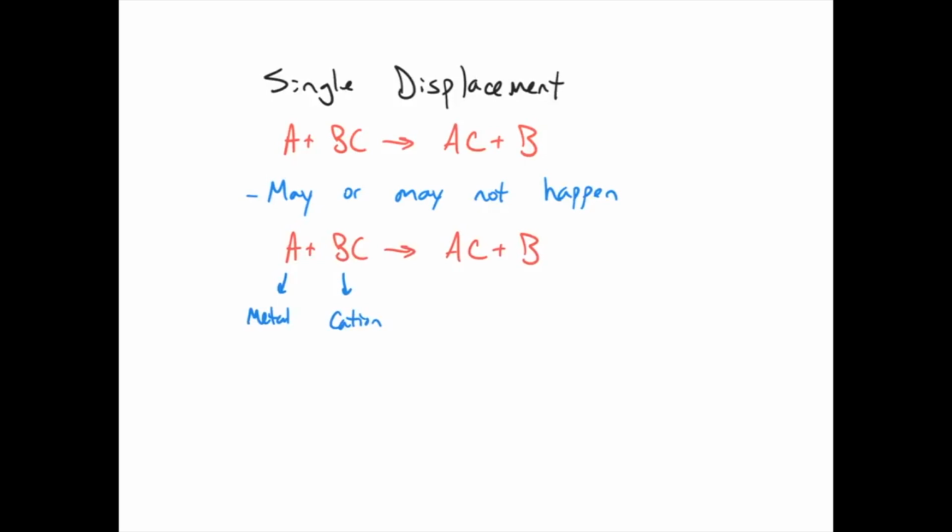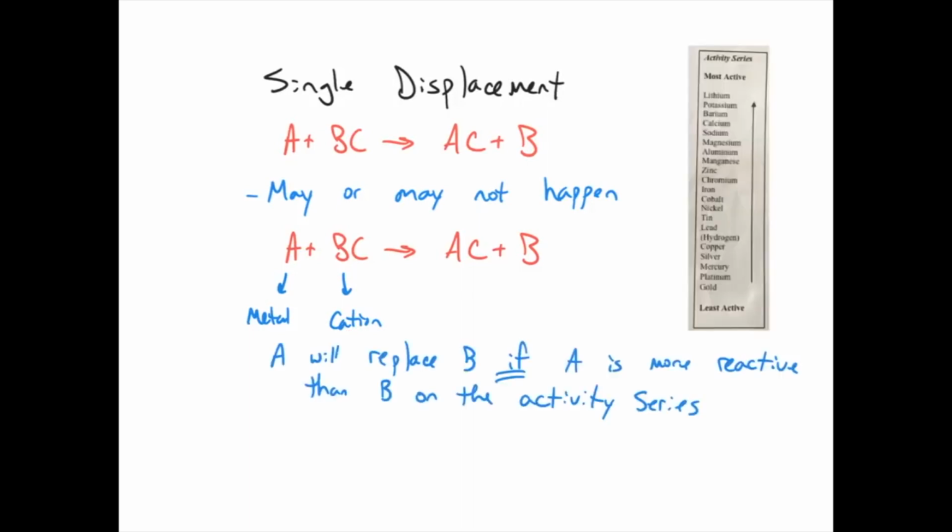The focus of a single displacement reaction is on two things, the metal and the cation. The metal and the cation are in a competition. The metal will replace the cation only if it's more reactive than the cation. So A, the metal, will replace B only if A is more reactive than B on the activity series. So you're looking at the metal compared to the cation.